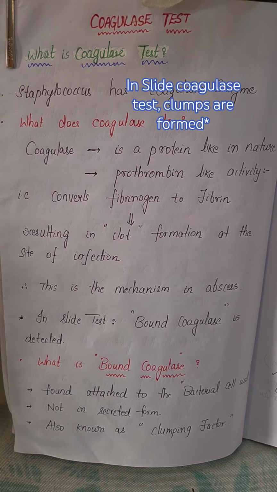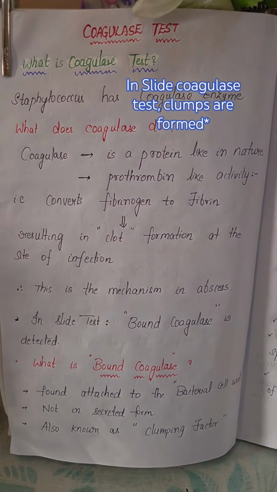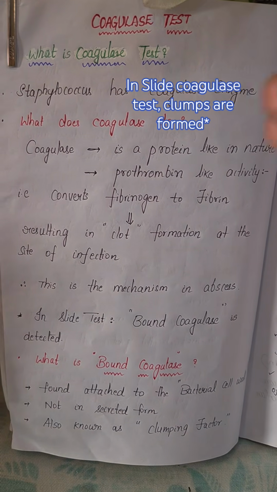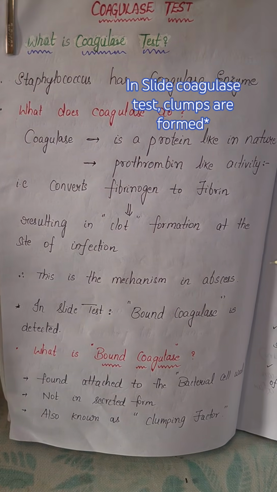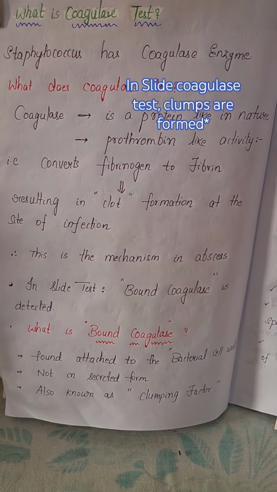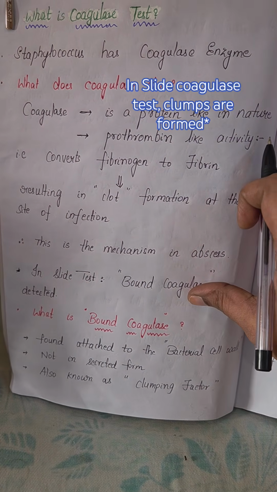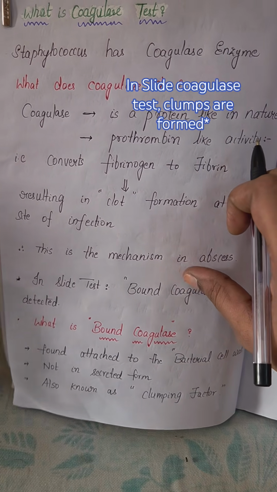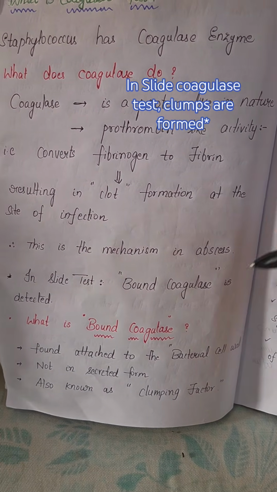In the slide test, bound coagulase is detected. We are going to discuss what bound coagulase is. So the coagulase test can be of two types, as you already know: slide coagulase as well as tube coagulase. First we are going to discuss what bound coagulase is. Bound coagulase is an enzyme that is found attached to the bacterial cell wall, but it is not in secreted form. It is only found attached to the bacterial cell wall, and it is also known as clumping factor.